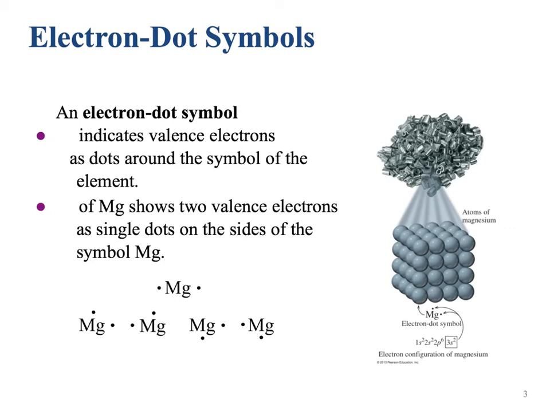We're going to use electron dot symbols to represent the electrons in the outermost shell. So, for example, magnesium is in group 2A, so it has 2 electrons in the last shell, so we use 2 dots to represent its structure.